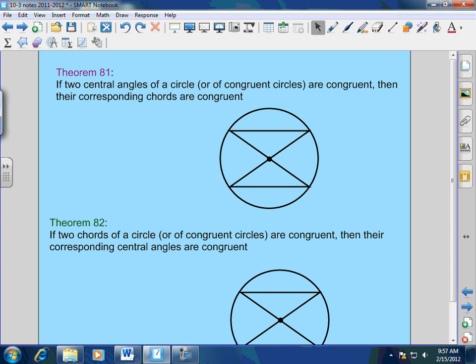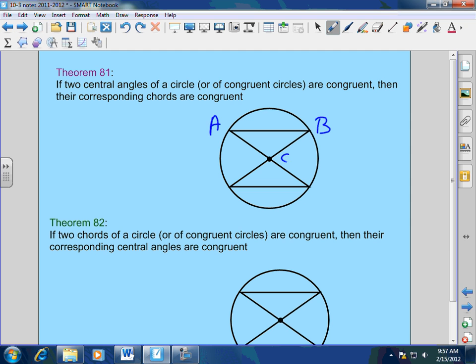Okay, next. Theorem 81. It's not hard. If two central angles of a circle are congruent, then their corresponding chords are congruent. And we proved this already before. Because you have the equal radii and you have the equal angles, so you have side angle side, and then you have congruent triangles, and you have CPCTC. But it's a theorem. And I'm sorry about that, I should have labeled this.